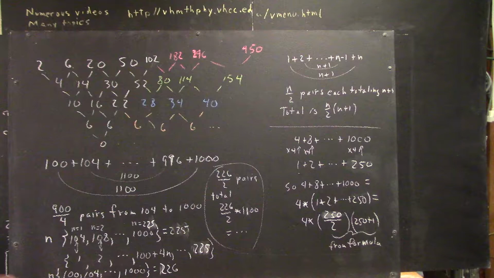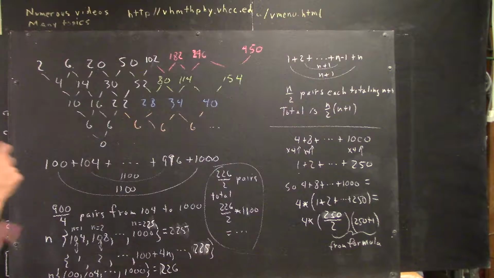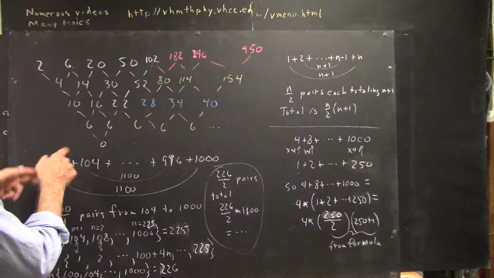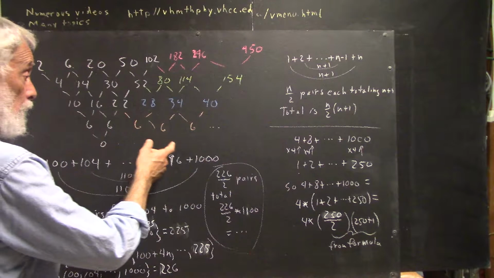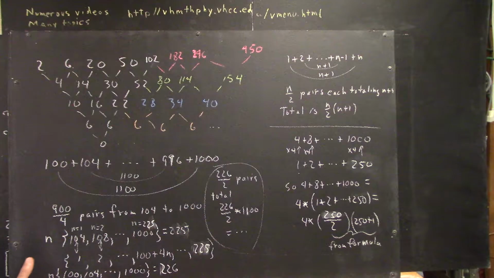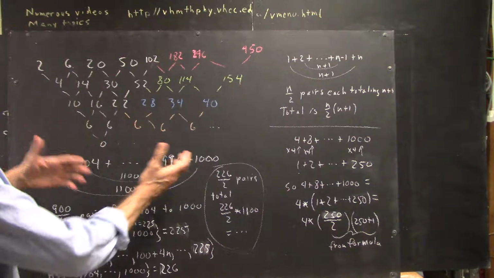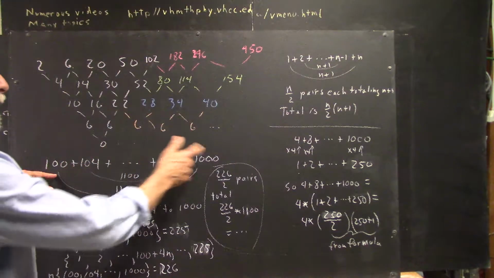Another way to think of it, you've got to go from 100 to 1,000. You've got to make a number of jumps. From 100 to 104 is a difference of 4, and then from 104 to 108 is a difference of 4, and you're going to go all the way to 1,000 by differences of 4. Well, that means that since from 100 to 1,000 the difference is 900, we've got to span 900 units in jumps of 4. Well, 900 divided by 4 is 225. So we've got to make 225 jumps.